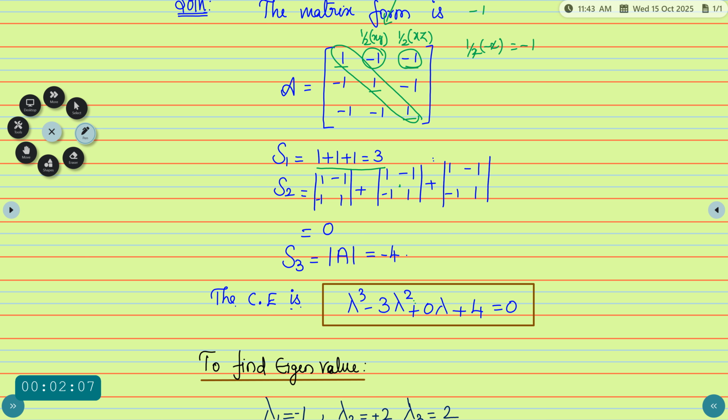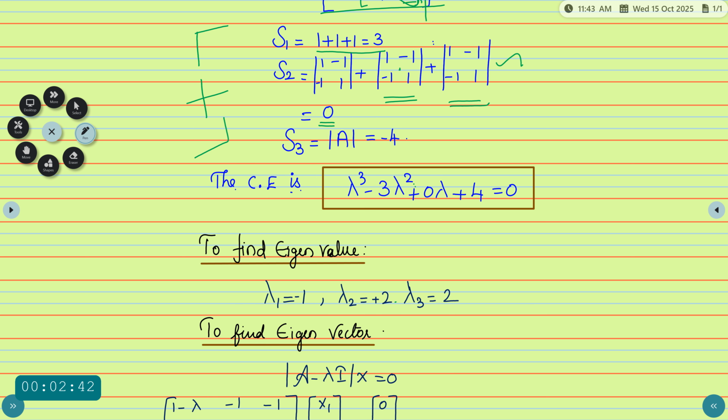First, you have to delete the first, the second and the third row and column. Leaving the first row and first column, you are getting the minor 1 minus 1, minus 1 1. Next, plus, you are getting 1 minus 1 and minus 1 1, and the third minor, leaving the last row and the last column, you are getting 1 minus 1, minus 1 1. So finally you are getting the answer is 0. Next, S3. S3 is determinant of A. Determinant of A, you can use your calculator and find the determinant value is 4.